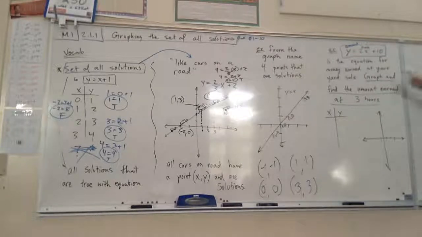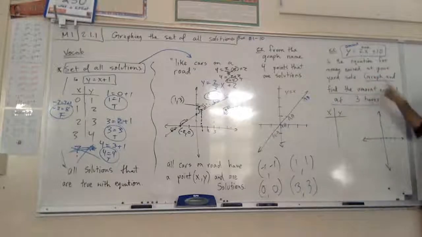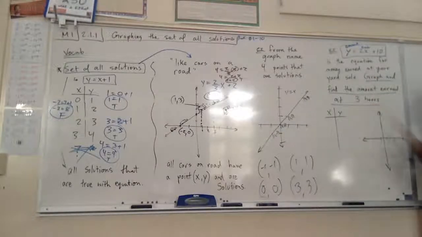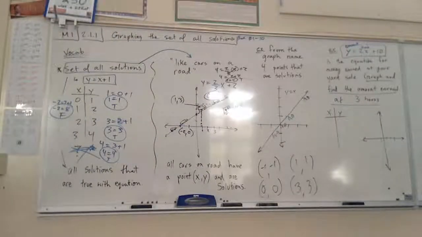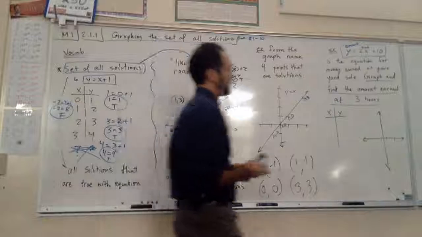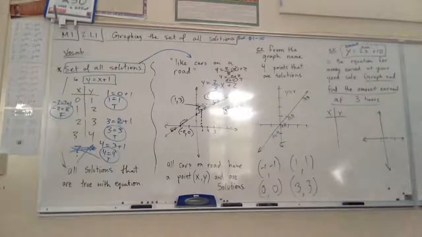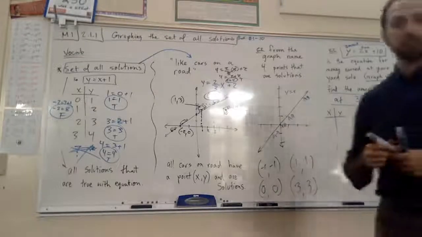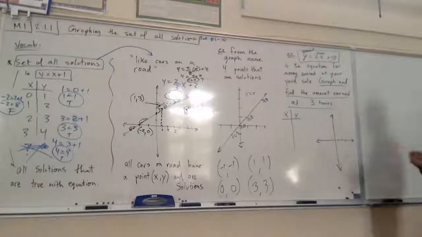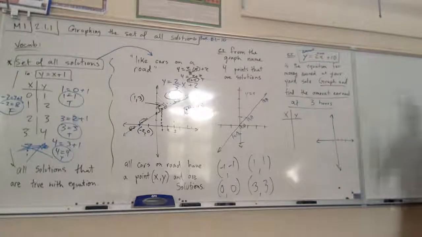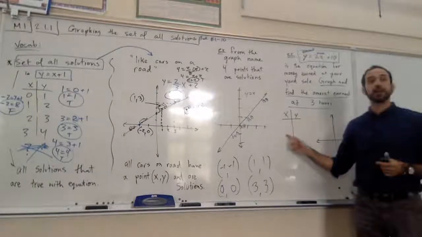Okay. Here's the equation for money earned at your yard sale. Graph and find the amount earned at 3 hours. So make a strategy. Tell your neighbor what you're going to do to figure out where is my money earnings at 3 hours. Yeah, if you're not sure, no worries. Okay, I'll see if you guys got this. Somebody tell me, what X value should I plug in?